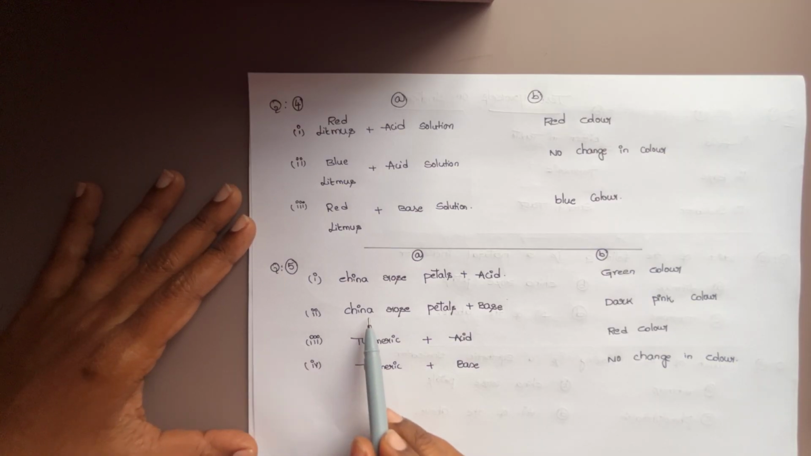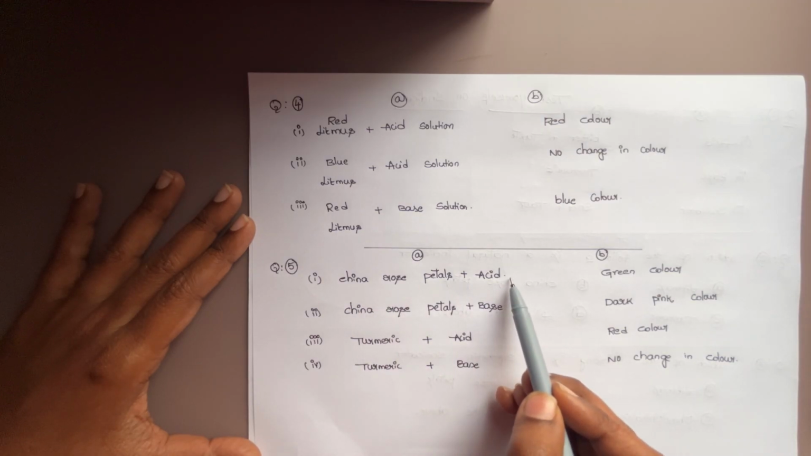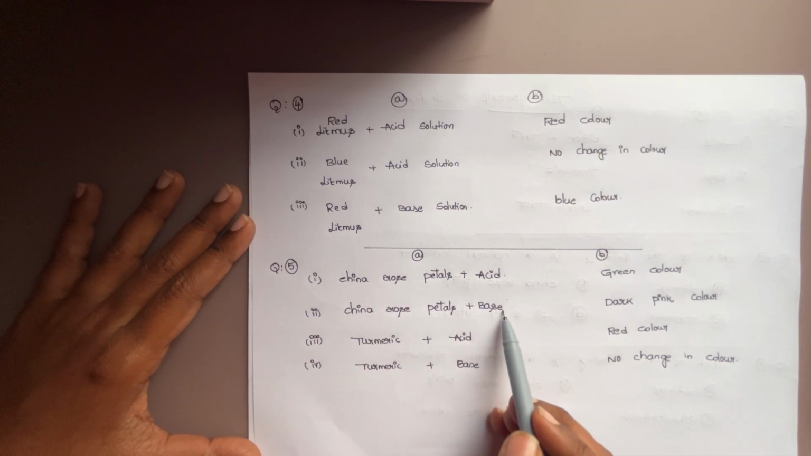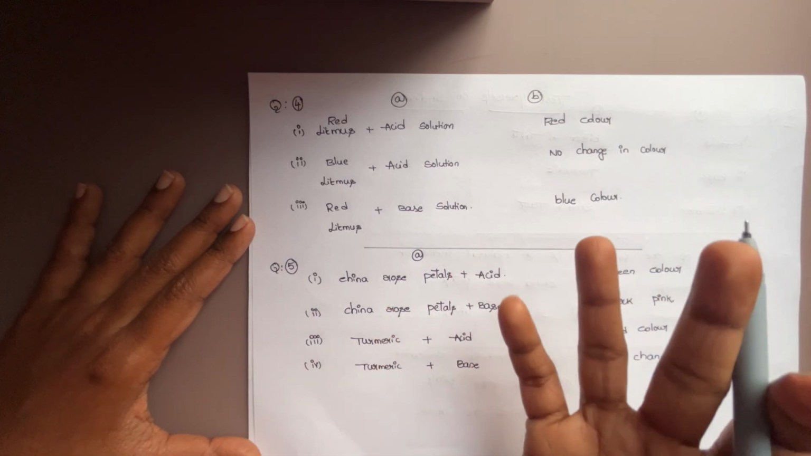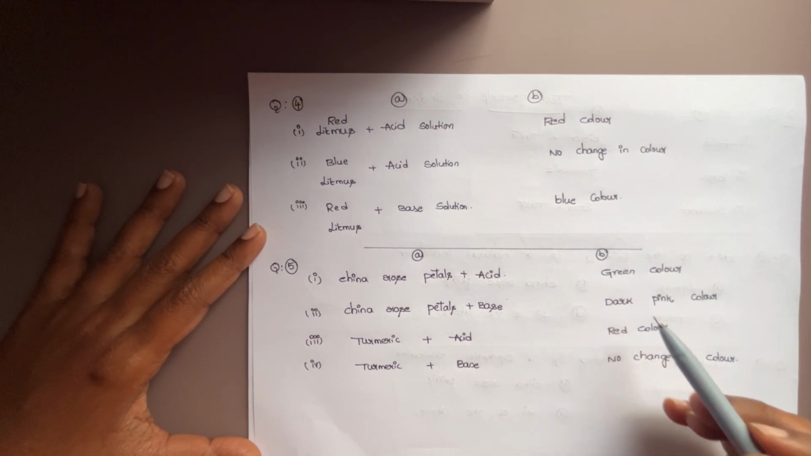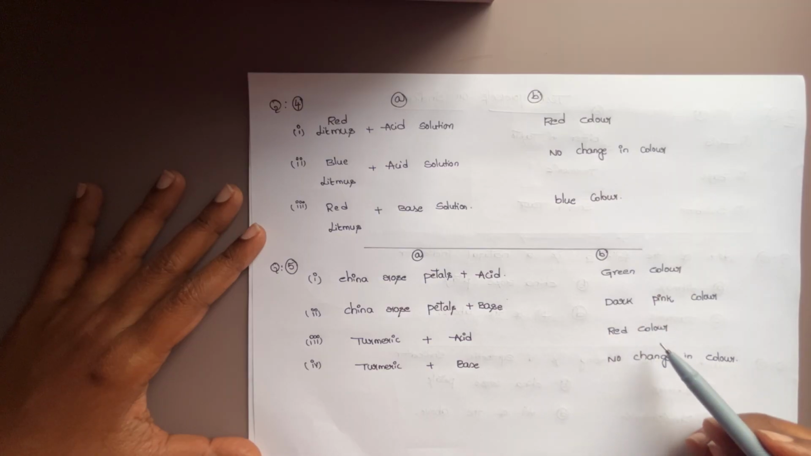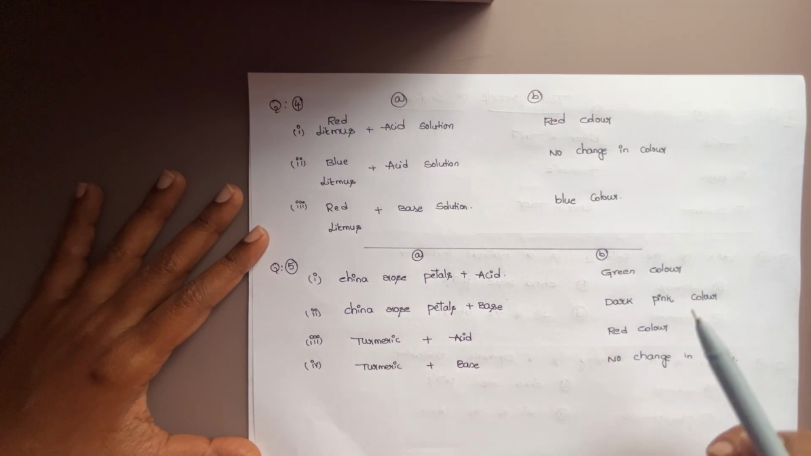Last and final questions related to indicators: China rose petals and acid solution, China rose petals and a base, turmeric and acid, turmeric plus base. What happened? How does it change? I have given column B: green color, dark pink color, red color, no change in color. Column A I have given as these questions, column B answers are there, match the following.